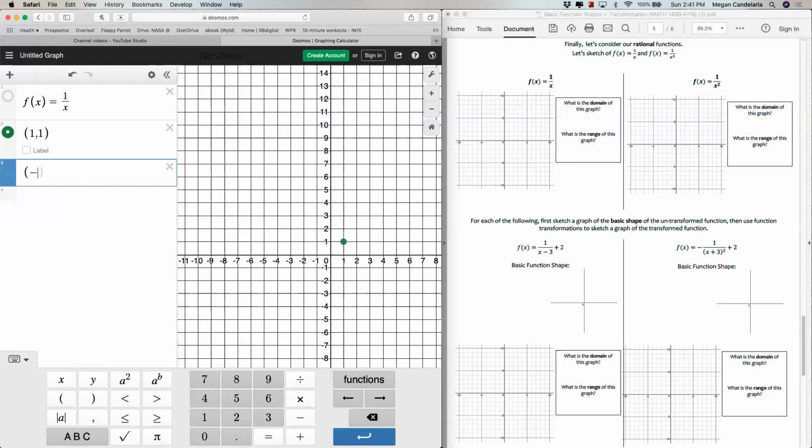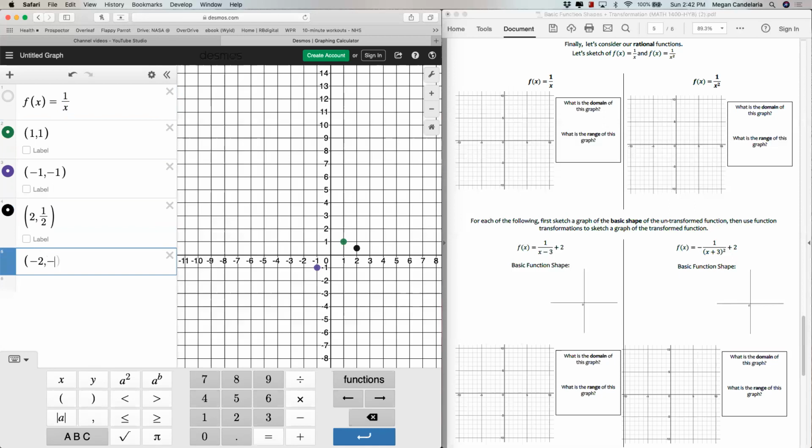What if we plug in negative 1? Well, if I plug in negative 1 for x, I'd have 1 over negative 1, which is negative 1. So that means I have the point (-1, -1) there. How about 2? If I plug in 2 to this function, I'd have 1 over 2, which is 1/2. So I have the point (2, 1/2). Similarly, if I plugged in negative 2, I'd have 1 over negative 2, which would give me the point (-2, -1/2).